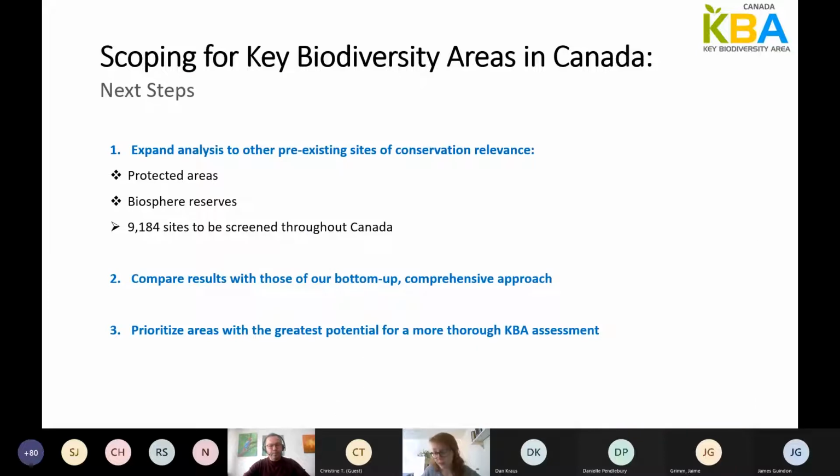The next steps with these kinds of analyses are to first expand the analysis to other pre-existing sites of conservation relevance in Canada, in particular protected areas and biosphere reserves. So we'll be looking at over 9,000 sites to be screened throughout Canada in total. We'll compare the results from this scoping analysis with the results of our more thorough bottom-up comprehensive approach that we take when we actually identify the KBAs, to get a sense of how reliable these results are. And finally, we'll prioritize the areas with the highest potential for more thorough KBA assessment.